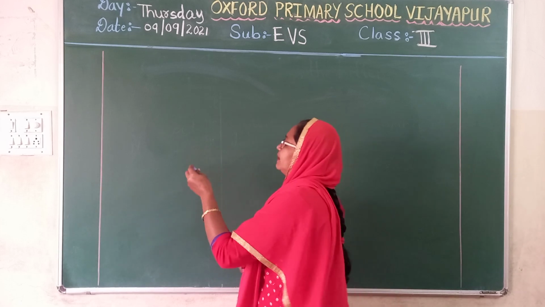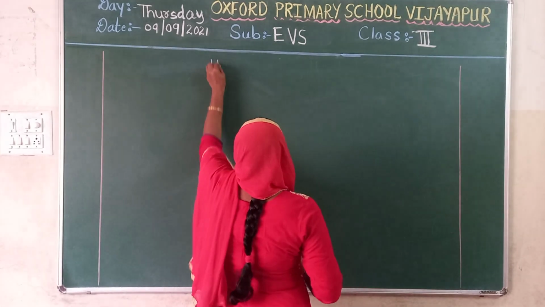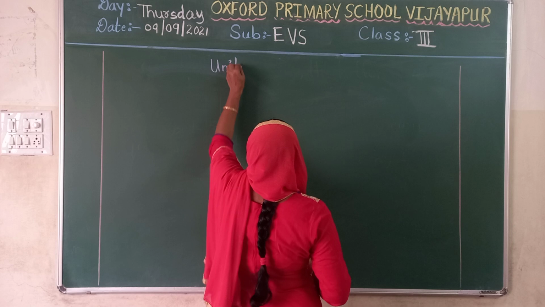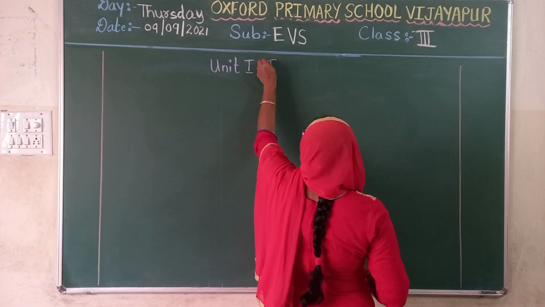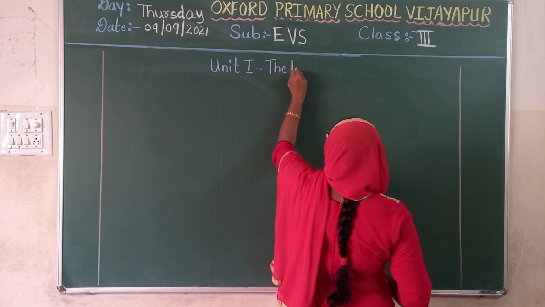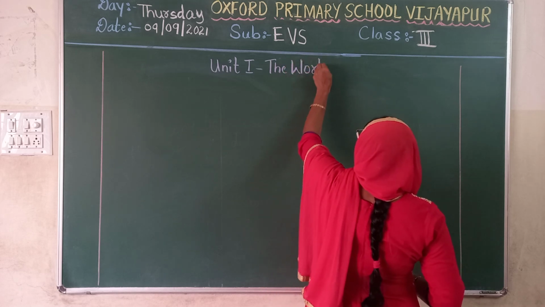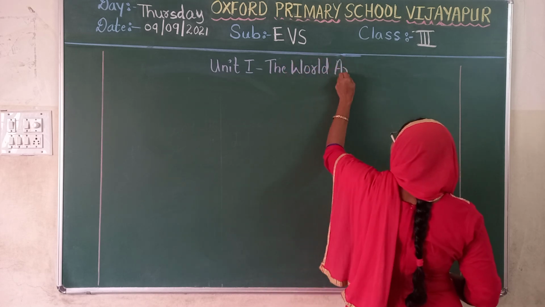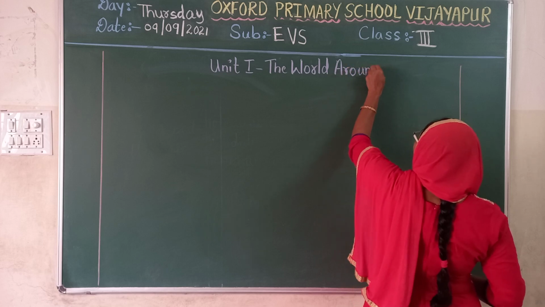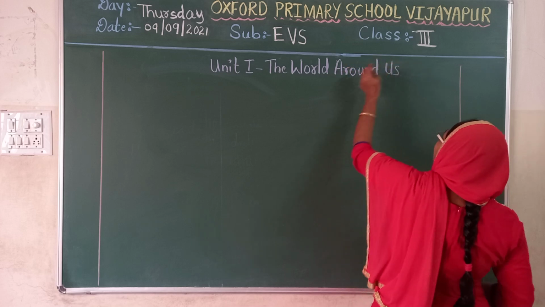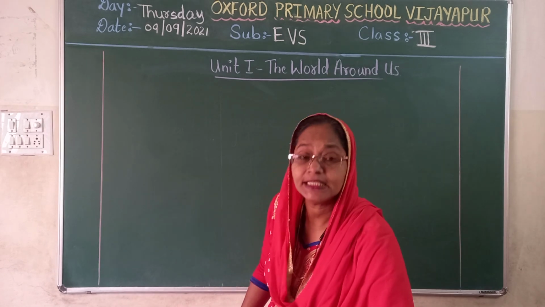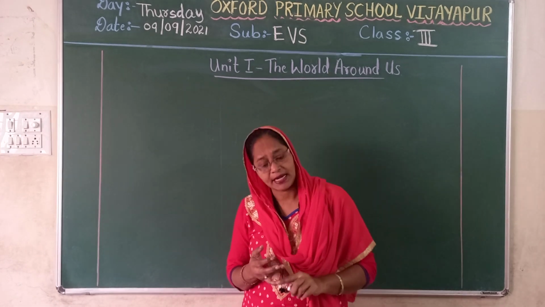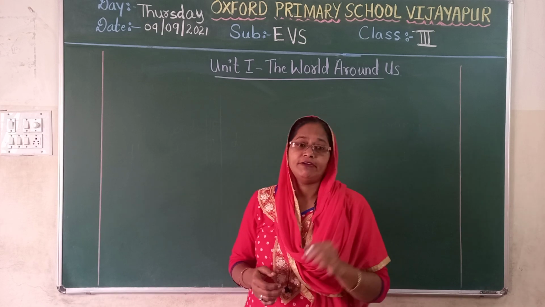So from Unit 1. Up till where we have stopped, we will start there. Unit 1, the world around us. Among that, in the first weekly test, we have completed the first part, that is natural things and man-made things, up till page number 156.